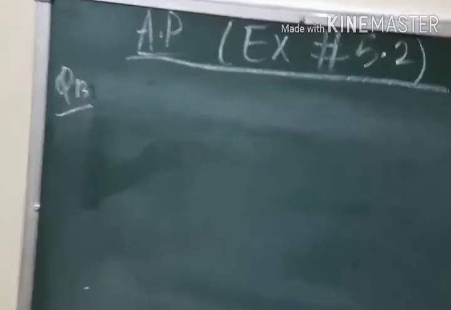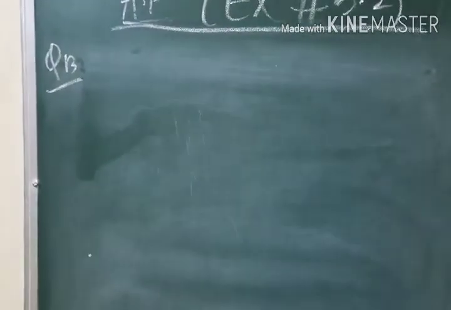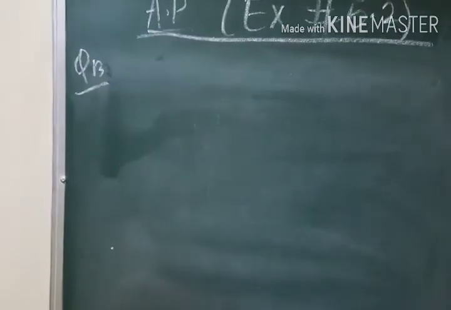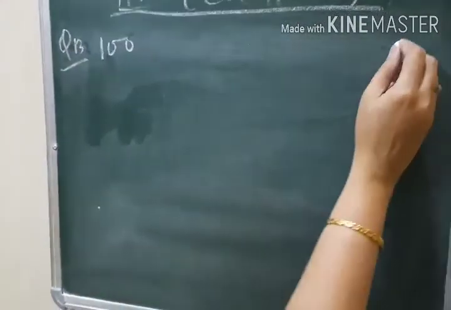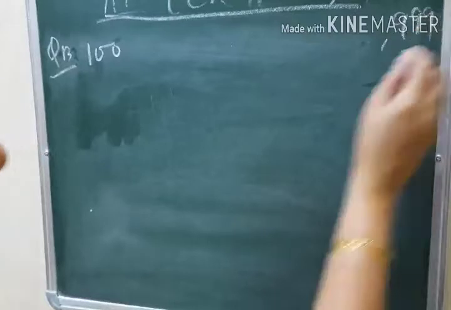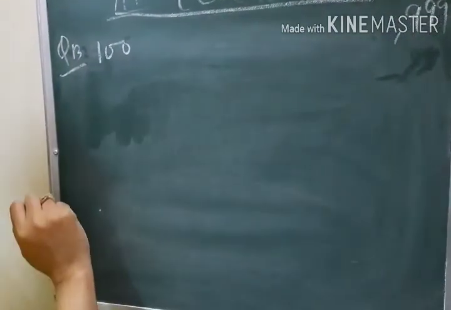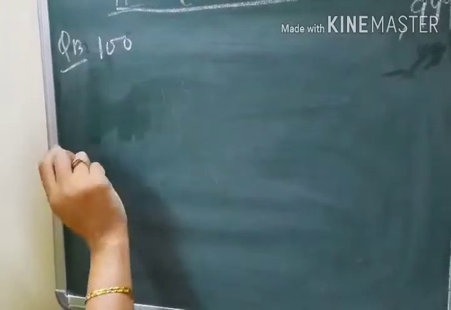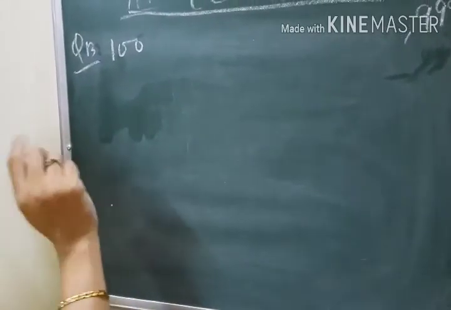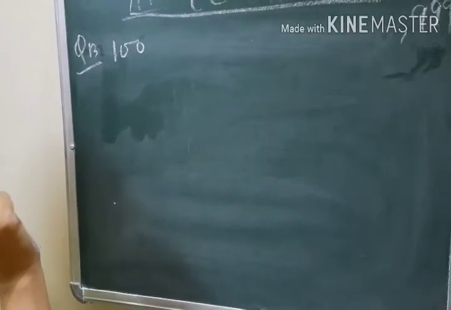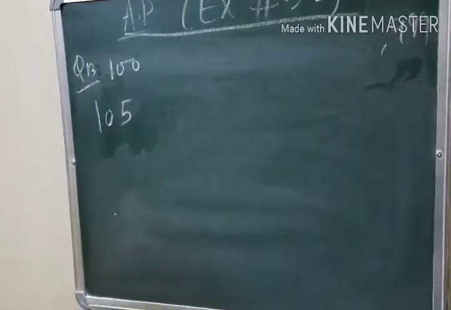Question number 13, I am not solving it, I am just telling what to do. How many 3-digit numbers are divisible by 7? Now this question is the same as the example. There it was 2-digit, now it is 3-digit. So first you have to think, 3-digit numbers start from 100 and end at 999. Now you have to check from where it will start. 100, is it divisible by 7? No. 101? No. 102? No. 103? No. 104? No. 105? It is divisible.